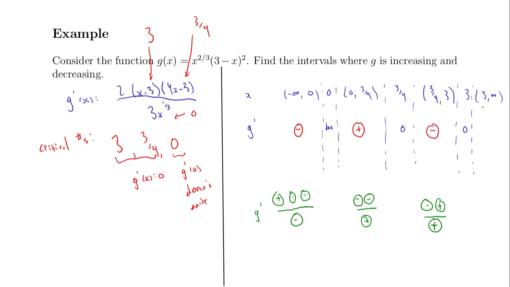And then lastly, we've got x values bigger than 3. You can notice you're going to get positive and positive, oops, I erased on accident, all over a positive. And so the sign here is going to be positive.